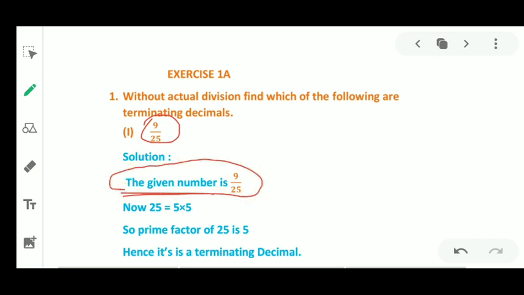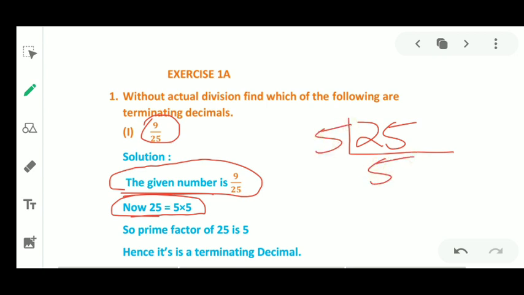Now 25 equal to 5 into 5, because if you do the prime factorization of 25, you will get 5 into 5. These numbers are the prime factors of 25. So the only prime factor of 25 is 5. That's why it is a terminating decimal.